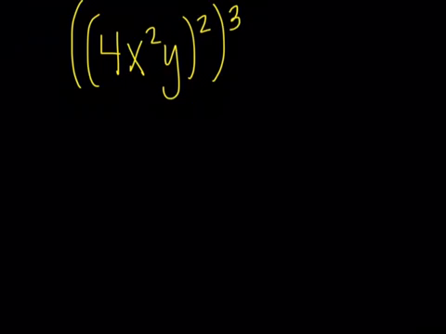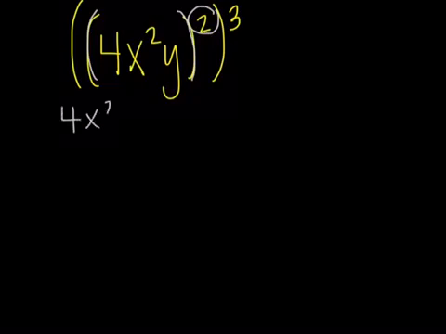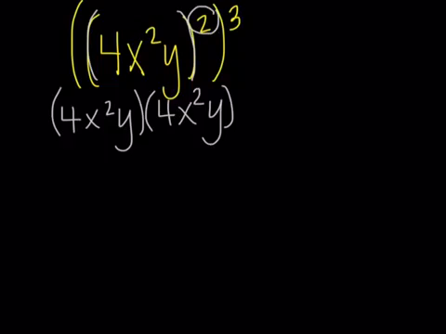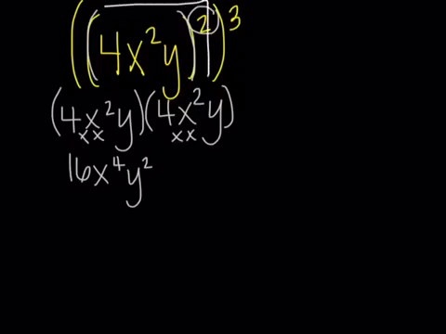First thing you needed to look at was the inside power. That tells me how many times to repeat my initial expression. So 4x squared y times itself twice. I would then go on and simplify this. 4 times 4 will give me 16. My x's can become x times x, so I have x to the 4th. And I have 2 y's, so y squared. This would then take over for this whole internal spot.